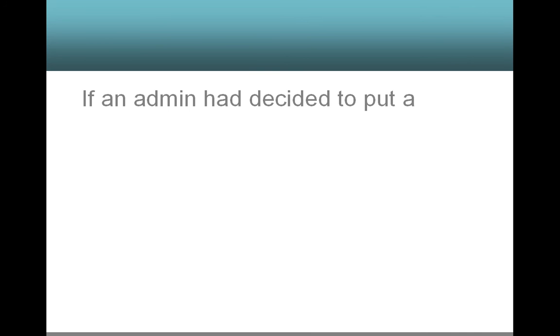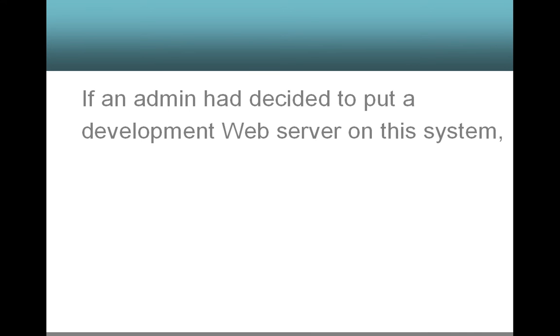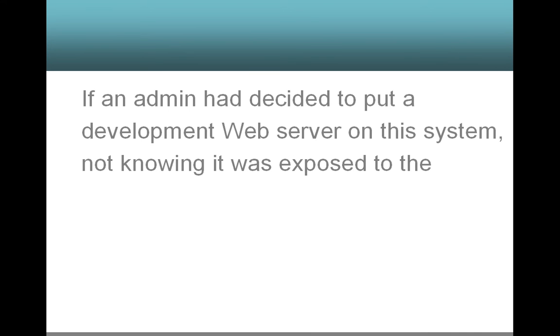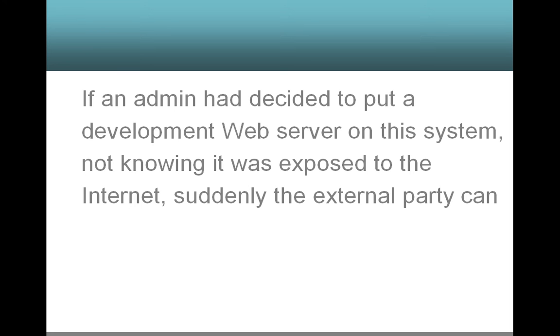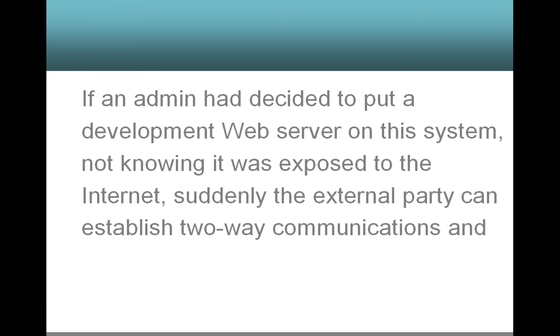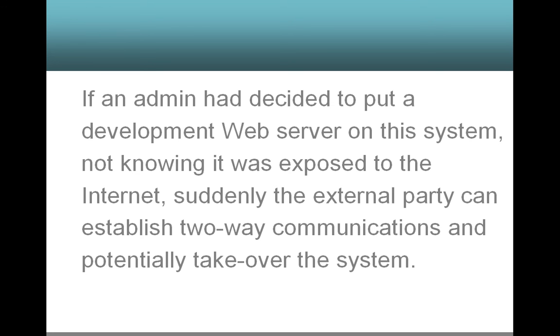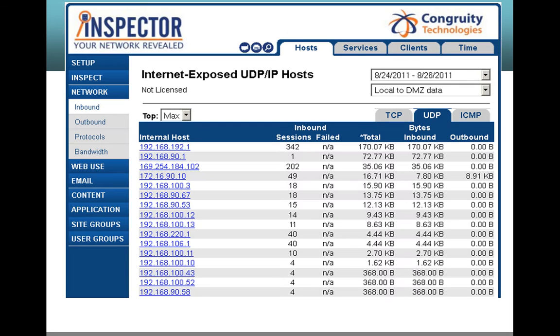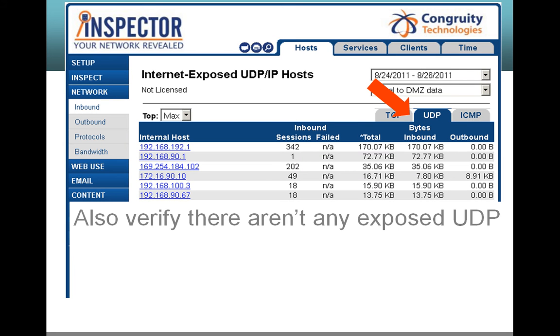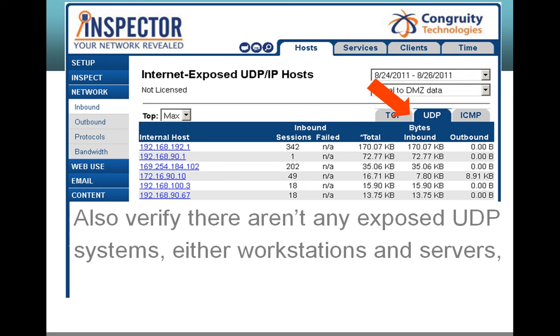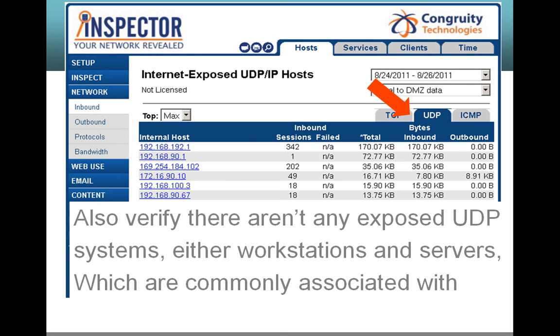If an admin had decided to put a development web server on this system, not knowing it was exposed to the Internet, suddenly the external party can establish two-way communications and potentially take over the system. Also verify there aren't any exposed UDP systems, either workstations or servers, which are commonly associated with peer-to-peer or streaming content.